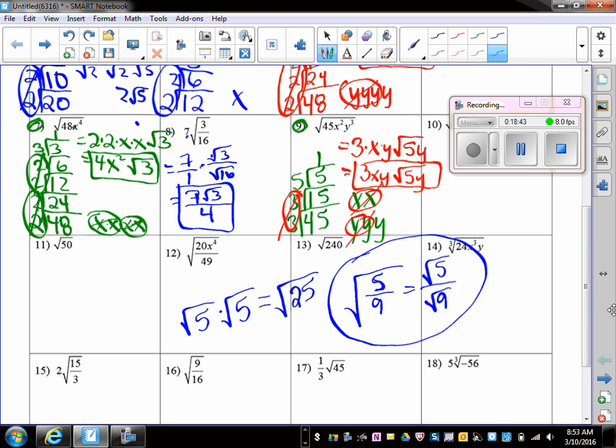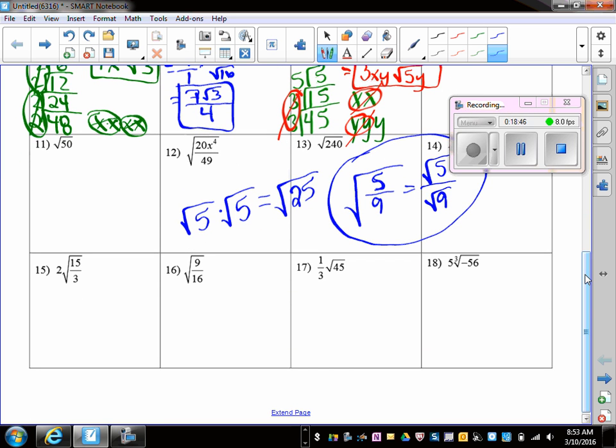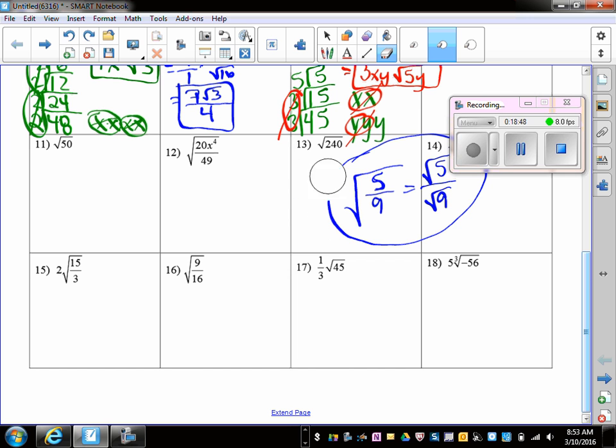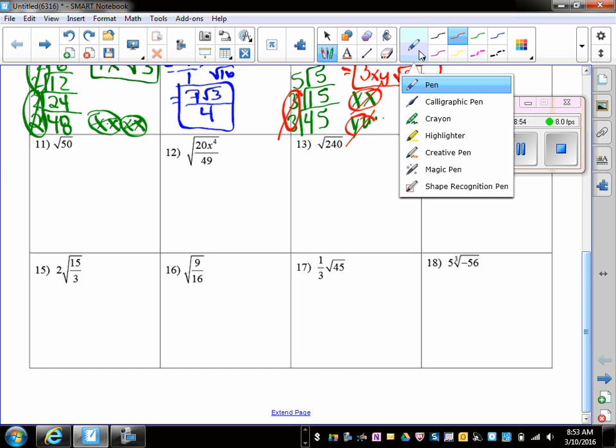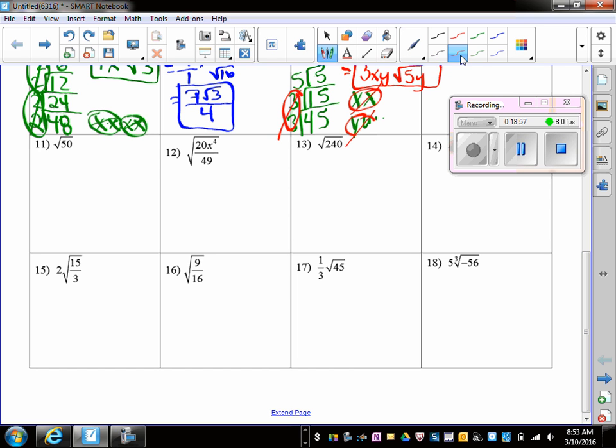So let's take a look at number 12 then, since that's kind of similar. Number 12, same idea, we want to break it up into the square root of the top over square root of the bottom. Let's try that again. Square root of 20x to the 4th over square root of 49. Do you guys know the square root of 20?